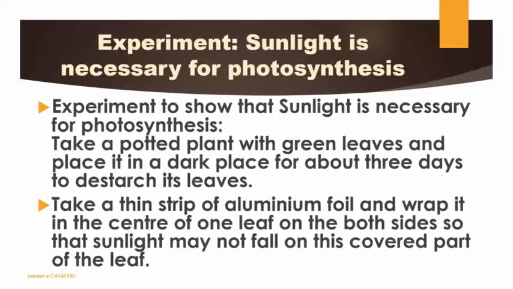Now for that, what we need to do is take a potted plant first. We will take a potted plant, whose leaves should be what? Green. Just place that potted plant in a dark place for about 2 to 3 days. Those 2 to 3 days will be used to destarch the leaves totally. All the leaf parts of the plant will get destarched. Now take an aluminum foil.